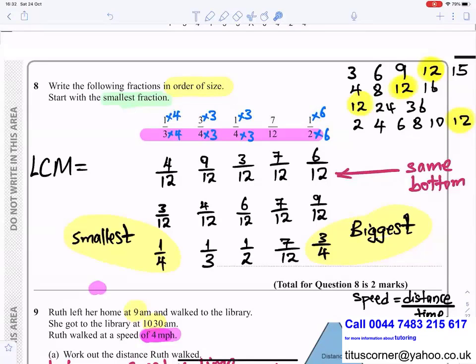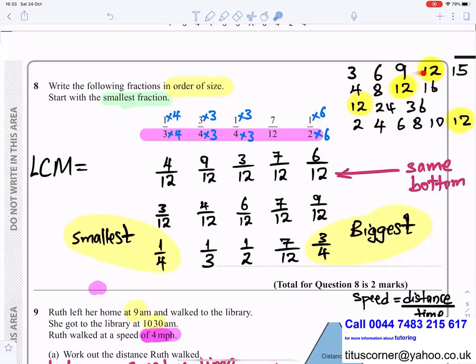Question number 8. Write the following fractions in order of size. Start with the smallest. When you want to put fractions in order of size, you want to make the denominators the same. The denominators here are 3, 4, 4, 12, and 2. We want to find the lowest common multiple.